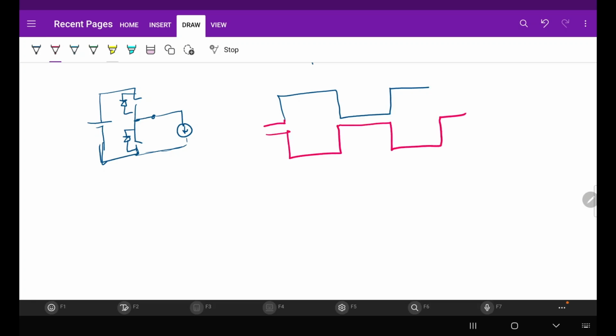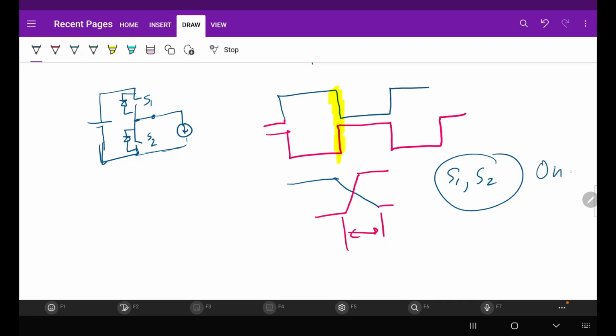Now if you zoom in in this direction, in practice what will happen is that one pulse will fall like this and another pulse will rise like this. Okay, so there will be an overlap. So for a brief amount of time, if this is, let's say, S1 and this is S2, S1 and S2 will both be turned on, and there will be shoot through. This is called shoot through.